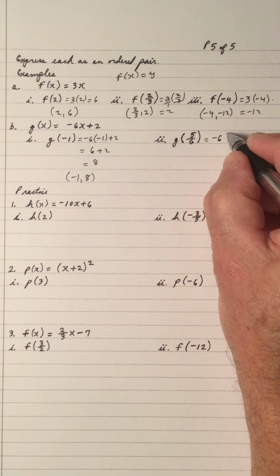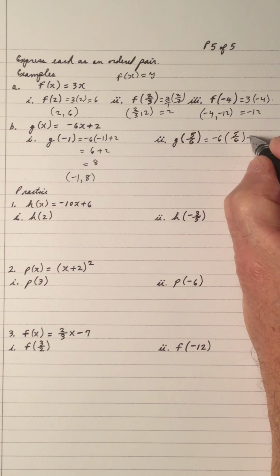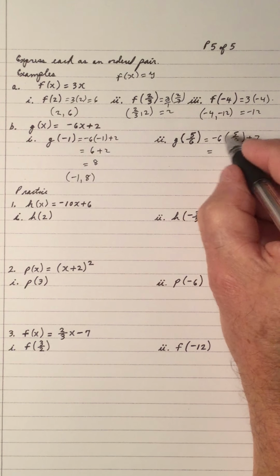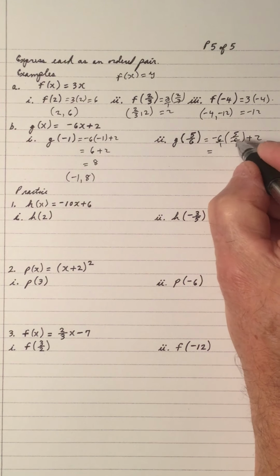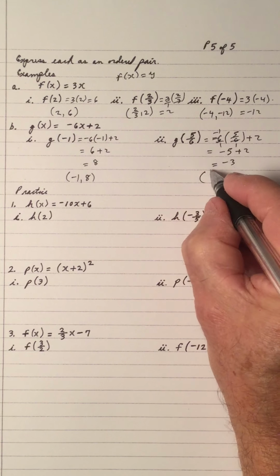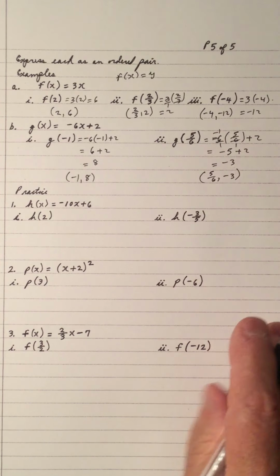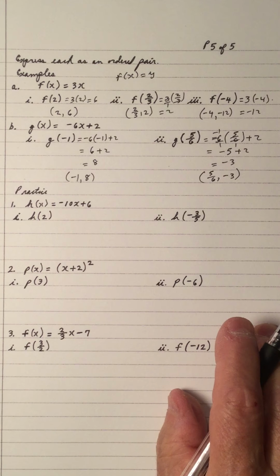And we have a -6. X is 5 over 6, so -6 times 5 over 6 plus 2. We're multiplying, so we cancel, and we get a -1. So -1 times 5 is -5, plus 2 is -3. And the ordered pair, x is 5 over 6 and y is -3. Just the same as we did on the previous question, only now we're asking you to write down the ordered pair.